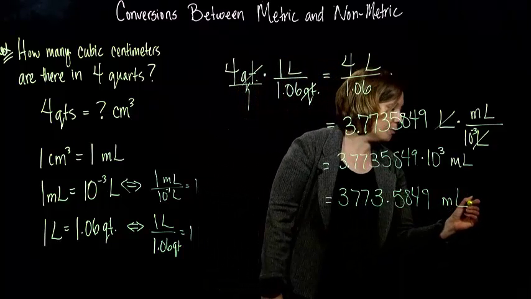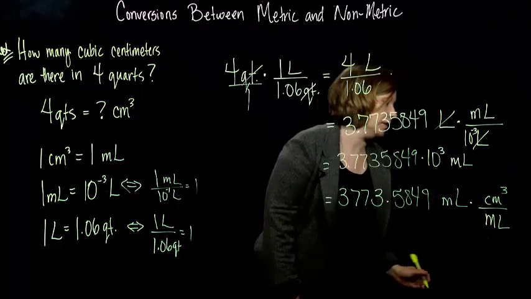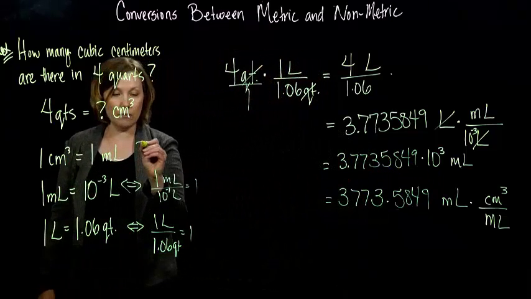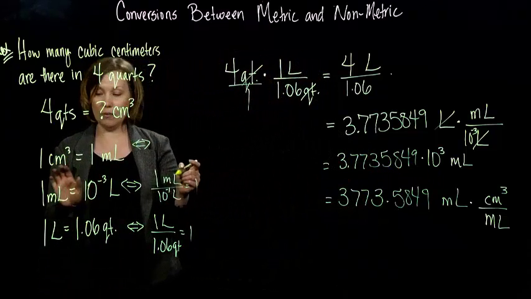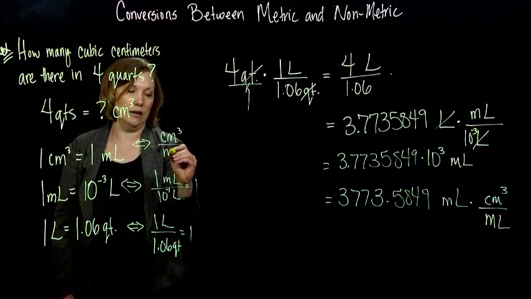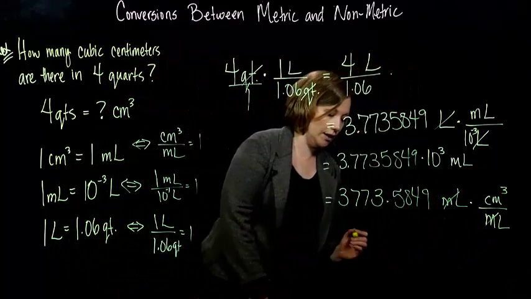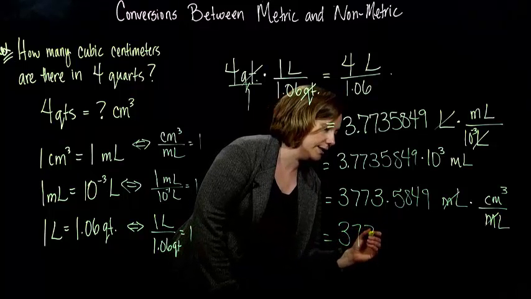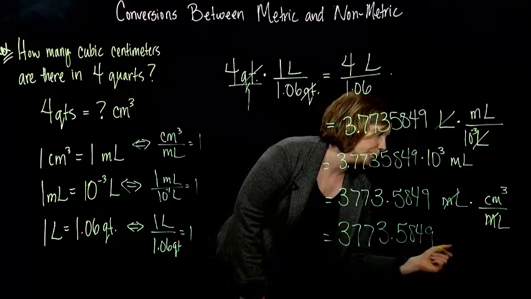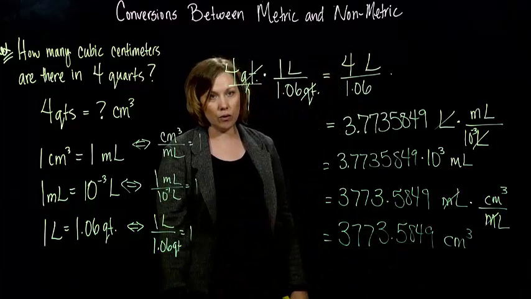But you could go through the process of writing the conversion factor, right, just for practice. So for this, if we divide on both sides, we want the cubic centimeters in the top because that's where we're trying to go. They are equivalent to each other. So our milliliters are going to cancel, and we're going to be left with 3,773.5849. And that is what we would do.